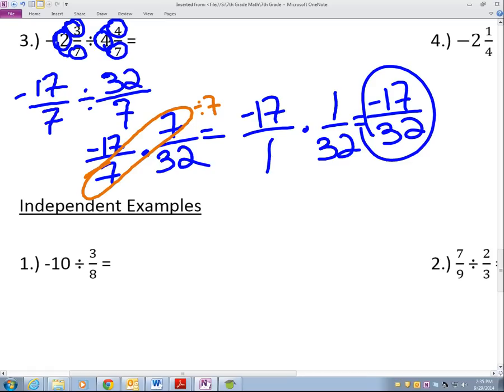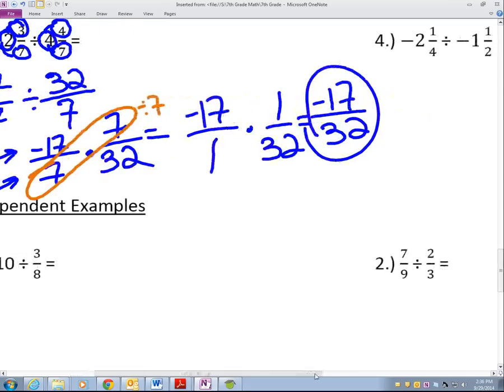Yes, ma'am? The reason why it's called simplification is because if we did 17 times 7 here on the numerator, we would have to do 7 times 32. Which is easier, 17 times 7 or 17 times 1? That's why it's simpler.